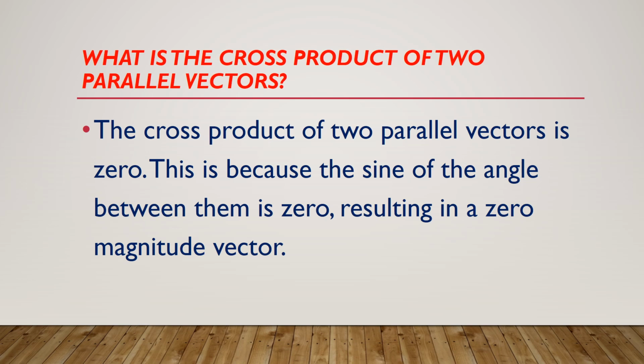What is the cross product of two parallel vectors? The cross product of two parallel vectors is 0. This is because the sine of the angle between them is 0, resulting in a zero magnitude vector.